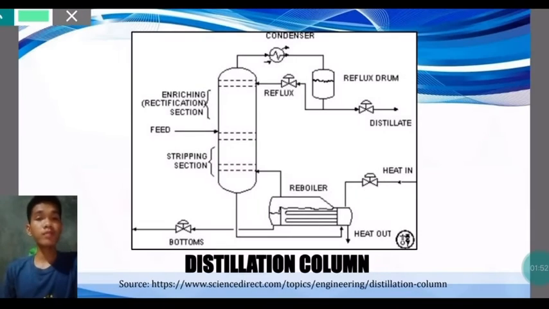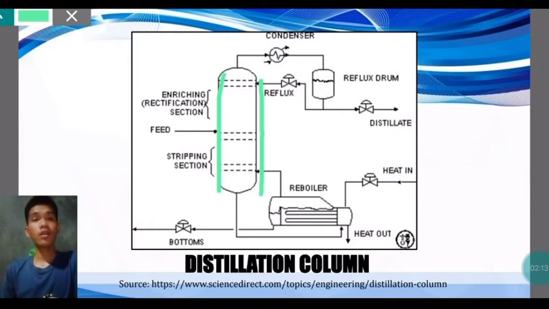The first part of a distillation column is a vertical shell. Here is the vertical shell. A vertical shell where the separation of liquid components is carried out, and it houses the column internals together with the condenser and reboiler, which constitute a distillation column.